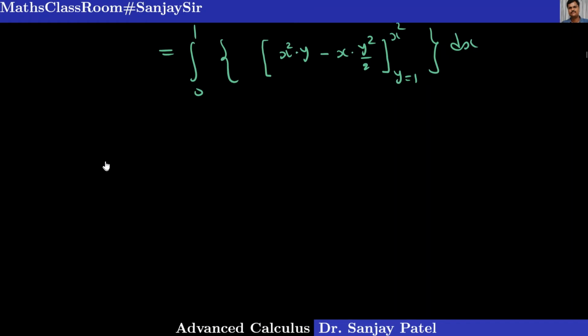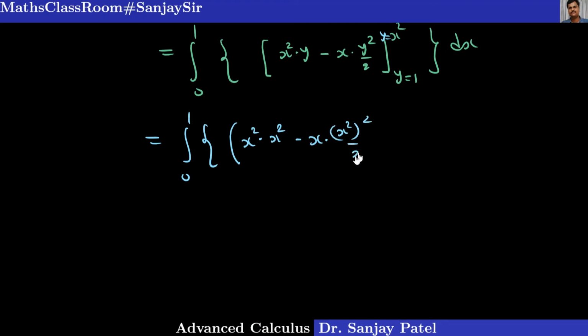So the next, this is equal to integral 0 to 1. We substitute the limits of integration now. First we put y equal to x square. Remember, these are the limits of y. First we put the upper limit everywhere, wherever y appears. So what I will get is x square as it is, and y equal to x square, minus x as it is, y equal to x square, so x square square by 2.